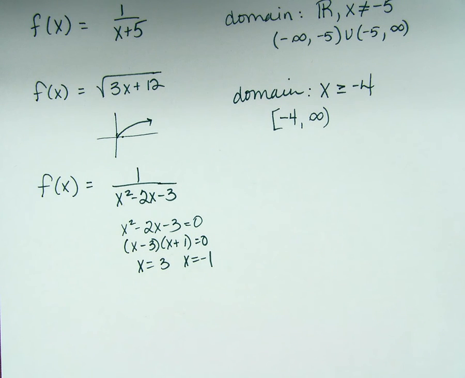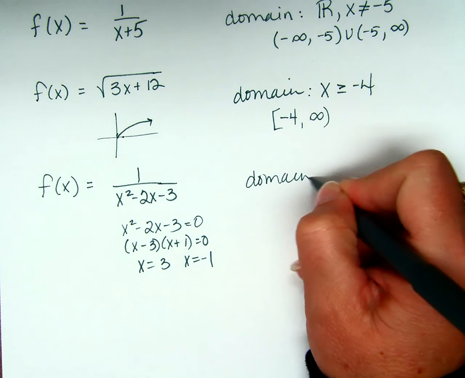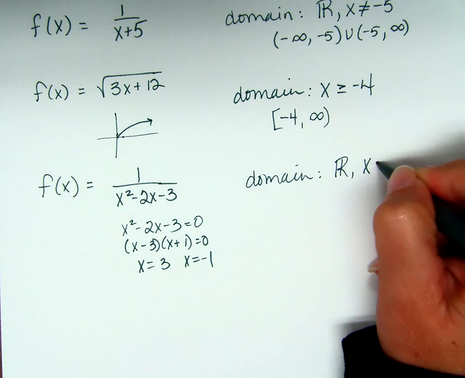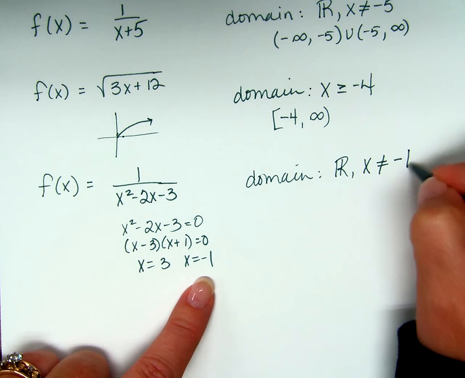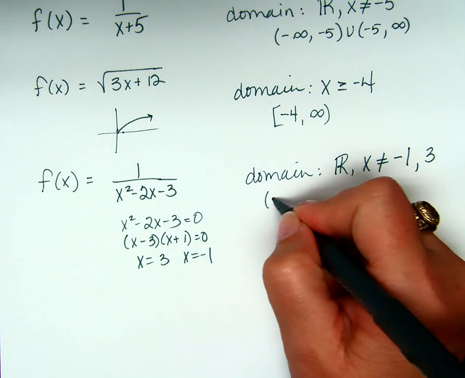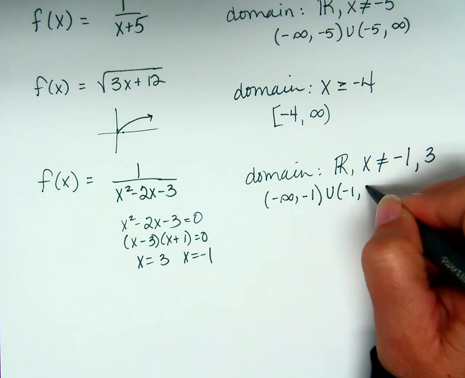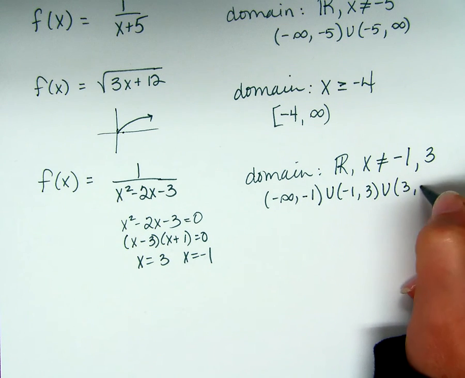So what kind of domain are we going to have in a situation like that? Isn't it going to be everything but those numbers? Because think about what that looks like. That's a rational function. It's not going to look exactly like a rational function just because it's got a squared in there, but there's still a general idea. So our domain is all reals, but x is not equal to negative 1 or 3. In interval notation, negative infinity to negative 1, then negative 1 to 3, and then from 3 to infinity.